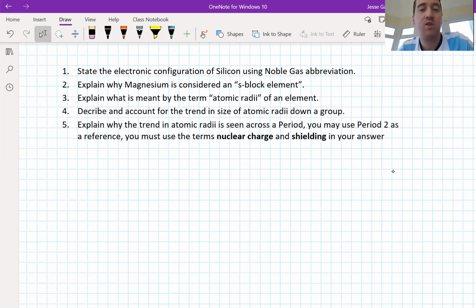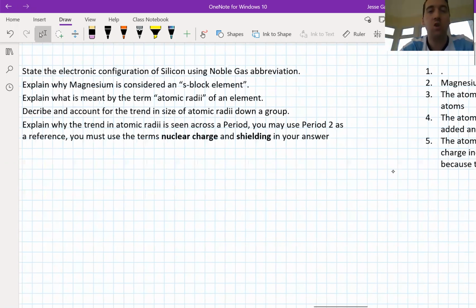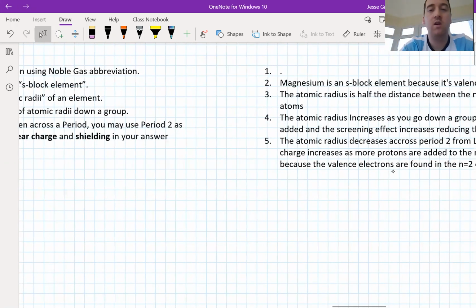As you can see, there is some retrieval in here again, always retrieving information from previous topics. So state the electronic configuration of silicon using noble gas notation. So silicon, go to your periodic table. Silicon has 14 electrons, and we're going to use a noble gas abbreviation. So Si. For the electronic configuration, we're going to use the noble gas that comes before silicon, which is neon. So the electronic configuration is the same up to neon.